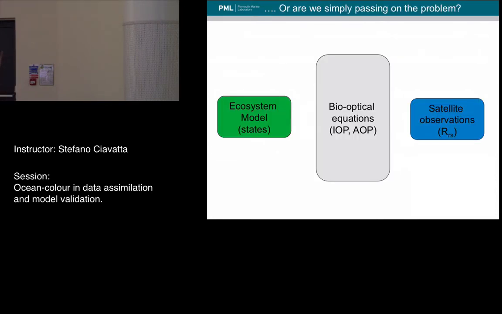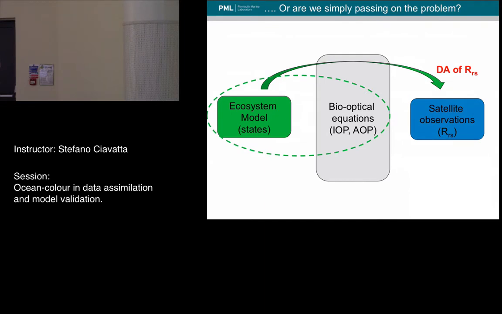But let's see, an ecosystem model produces states. It produces biomass of phytoplankton, zooplankton, nitrate, and so on. Then we have a bio-optical model that can take these states and translate them into optical properties, absorption, and so on. And here we have the satellite observation. The idea is to include the bio-optical model inside the ecosystem model to produce the remote sensing reflectance that we can compare directly with satellite.